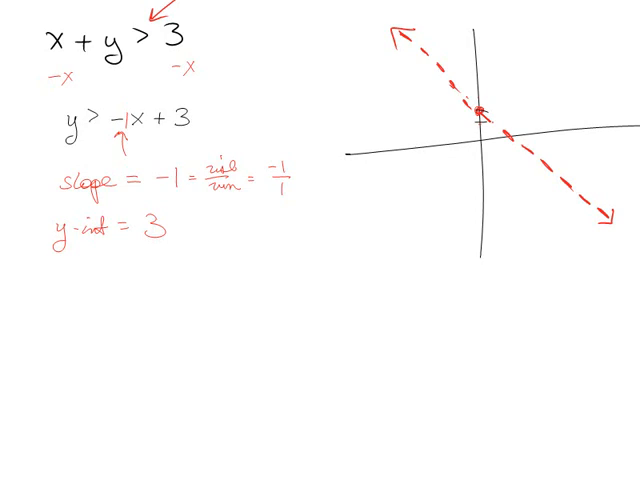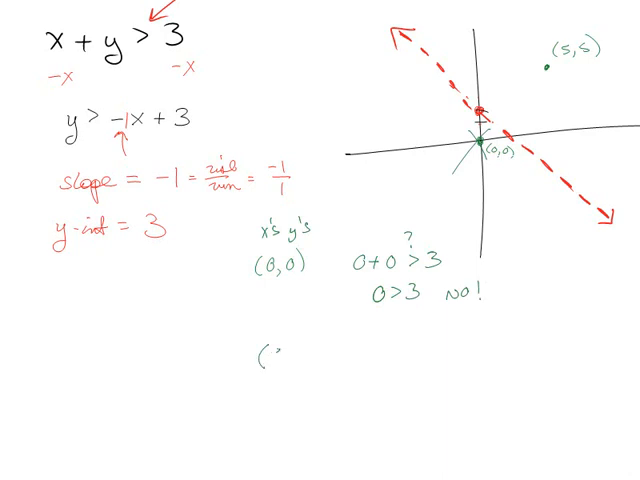So that's a start. Now the question is, what side of that am I on? I'm probably going to be on this side. I'm going to use 0, 0 because it's super easy to use. And then pick something out here like 5, 5. So I have 0, 0, and I have 5, 5. So let's check 0, 0. These are my x's, these are my y's. For x plus y, 0 plus 0, is that greater than 3? Is 0 greater than 3? No, it's not, so it's not that side.